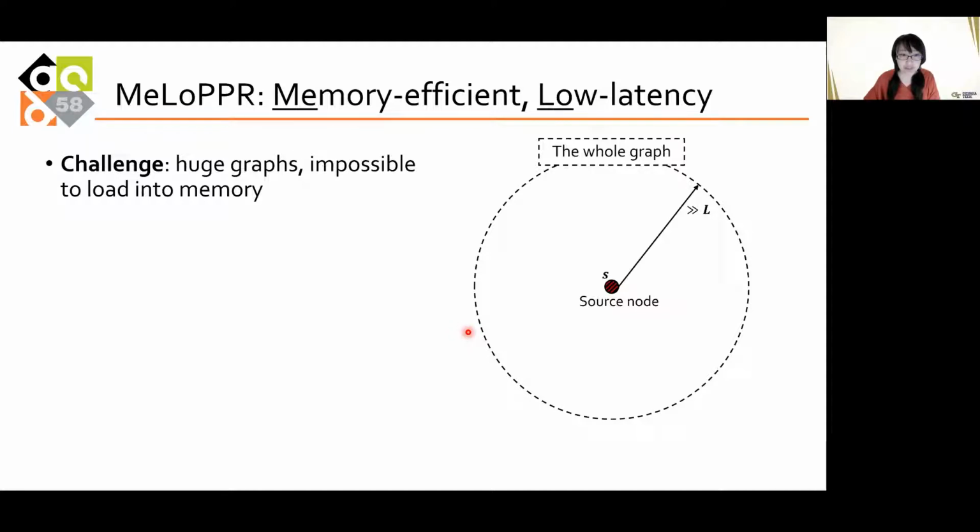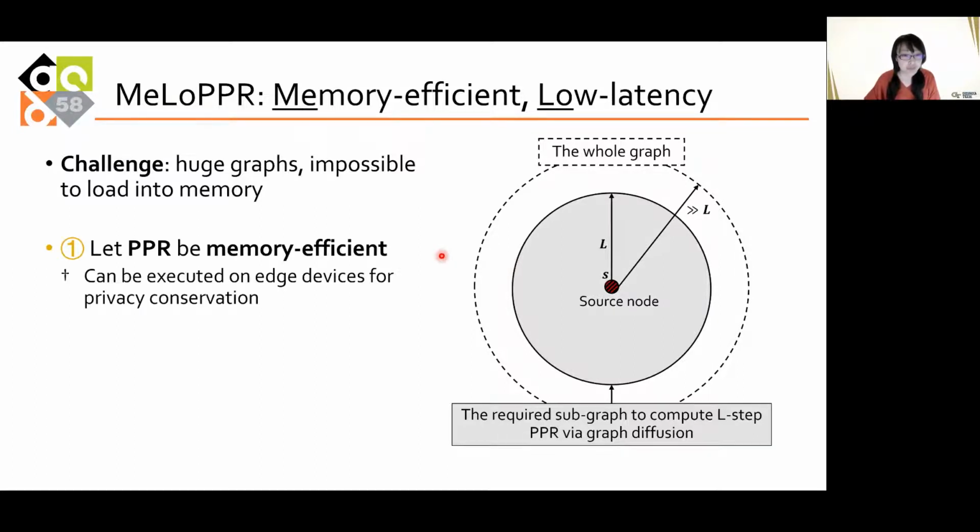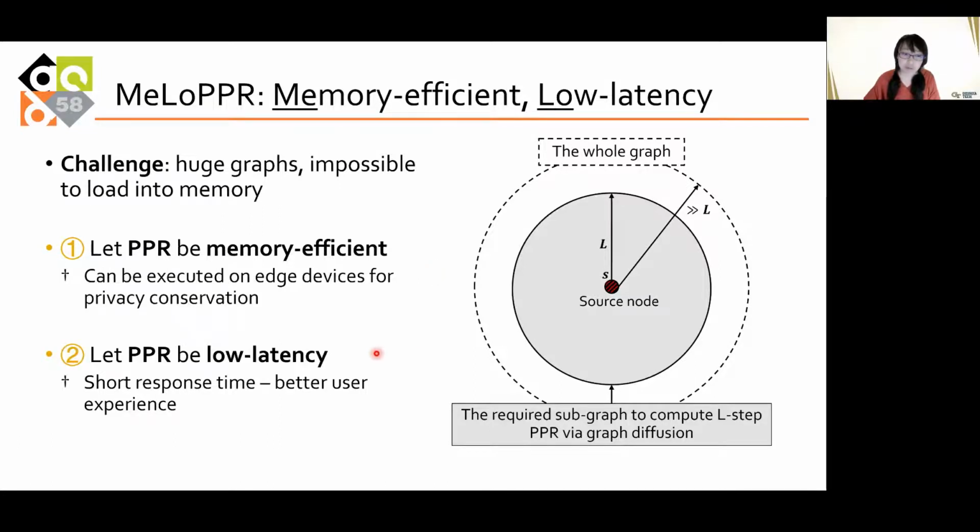So this is the first challenge: the graph size is really huge. Even though we're just computing the subgraph with depth L, large L, it still can be very large, especially when your graph is densely connected. So this is still a big problem. In order to solve this challenge, the first contribution of our work is we want the PPR to be memory efficient, so it can be executed on edge devices for privacy and security consideration. And second, we also want this PPR to be low latency because we want to shorten the response time and improve the user experience.